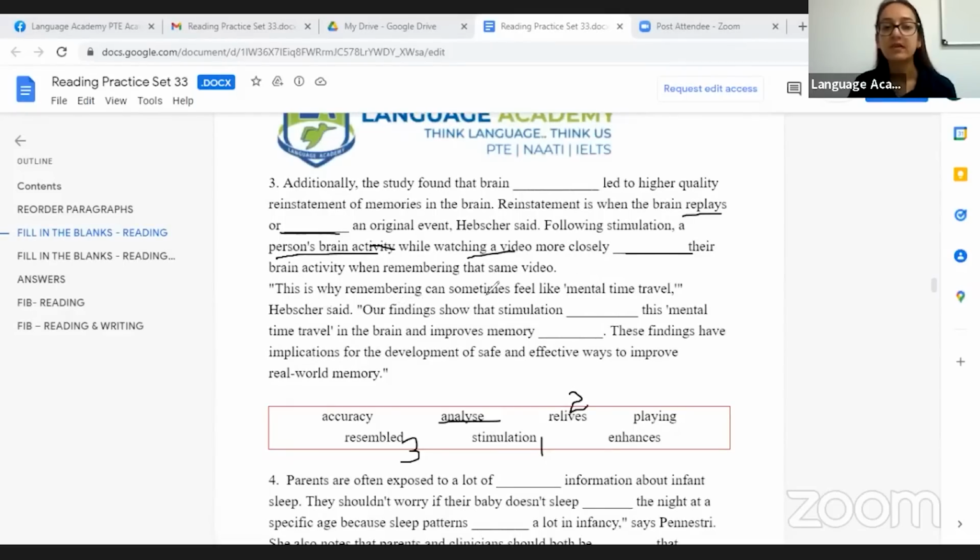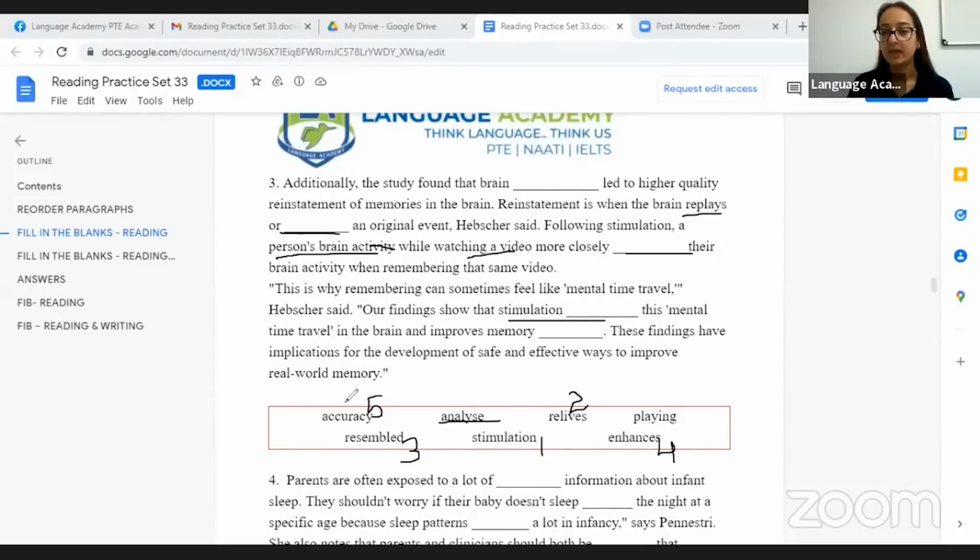This is why remembering can sometimes feel like mental time travel. Our findings show that stimulation dashed this mental time travel. The stimulation is singular, we need a verb with S and we are left with only one. Stimulation enhances, means increases this time travel in the brain and improves memory dash. So memory playing or memory accuracy, memory playing is nothing. So it improves the accuracy of the memory. Means when we remember, when we recall the right things, accurate things.